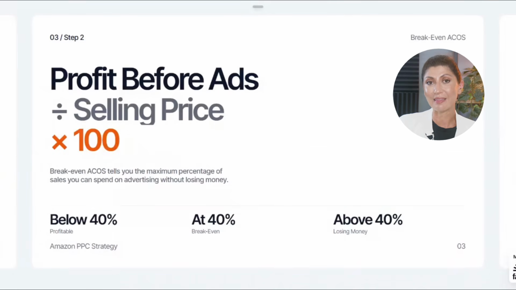Now, on the other hand, ideally, if you've been advertising for a while, you don't want your ACOS to be at break even because you're basically not making money. You want to aim to get that ACOS below the break even. So as an example, if the break even is 40%, I would want my ACOS to be around 20, giving me a good chunk of profit.